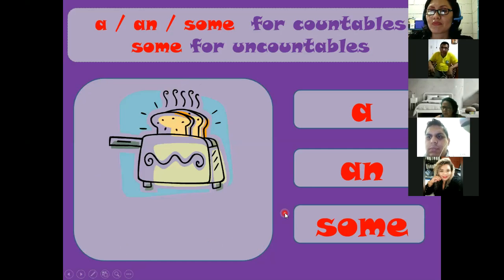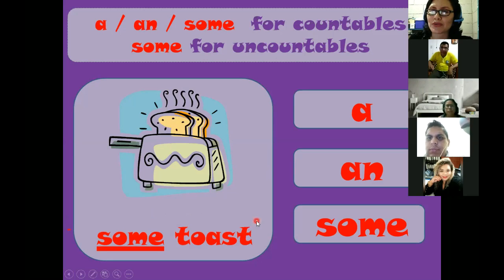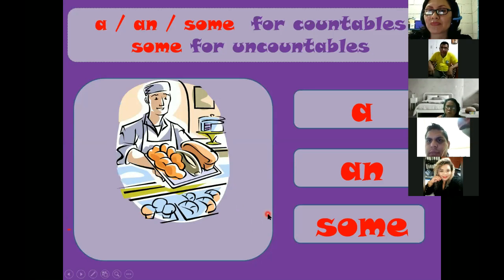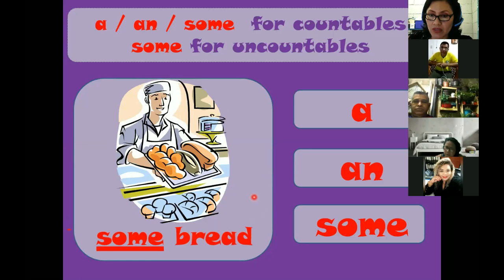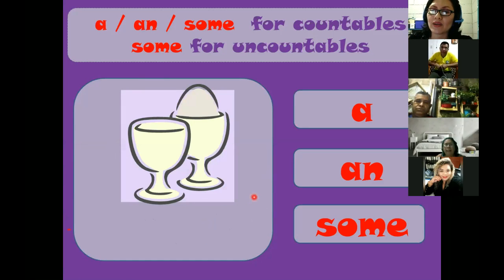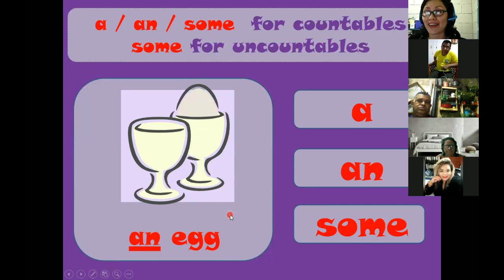What about this one? A, an, or some? Toast. Some. Okay, veamos. Some toast. Very good. Some toast, okay. What about this one? A, an, or some bread? Some bread. Okay. Some bread. Excellent. Very good. What about this one? A, an, or some egg? A. Okay, are you sure? Okay. An egg. Porque comienza con vocal. So an egg. Very good.